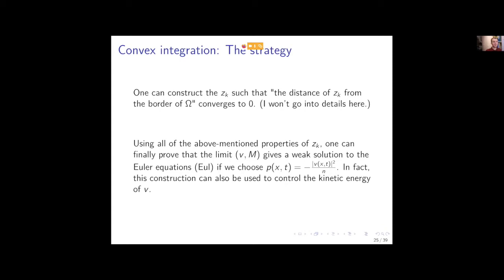So for example, you can control the kinetic energy that this solution has. If you make special adjustments in the construction of the zk, you can essentially control the kinetic energy that your solution z in the end will have. So this is a tool essentially which allows you to construct many weak solutions for the Euler equations and for other PDEs as well. So for any PDE, you can construct weak solutions by following the 4 steps that I mentioned before.